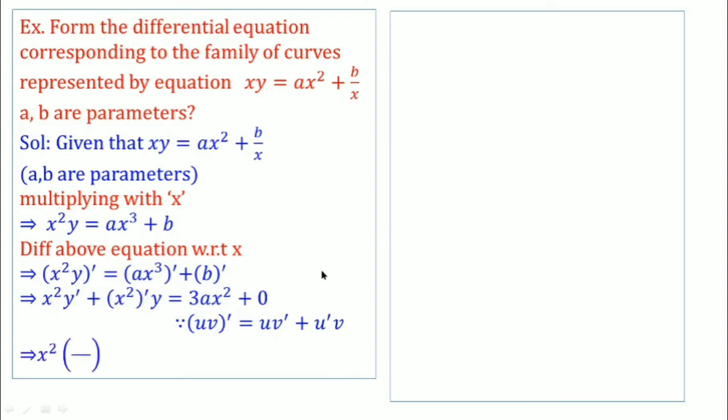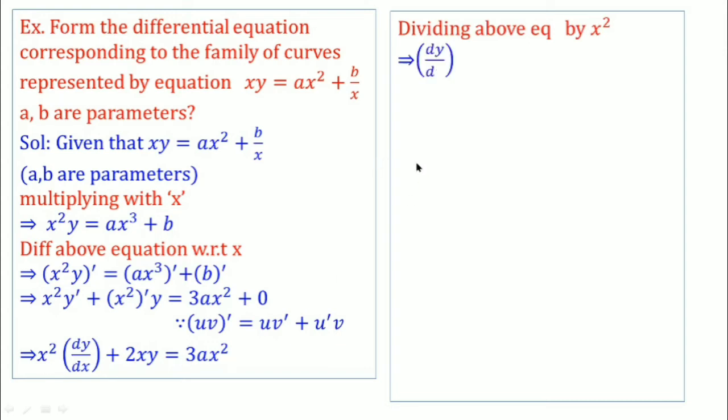Now this one becomes x² into y dash, which means dy/dx, plus the derivation of x², which is 2x, into y, is equal to 3ax². Now dividing the above equation with x², we get dy/dx only, 2xy by x², and 3ax² by x² means we are dividing this one with x². Now we can cancel one x, x and x here, so 2y by x is equal to 3a.